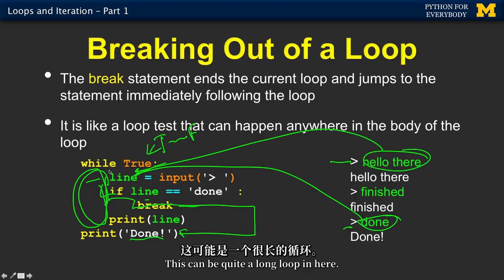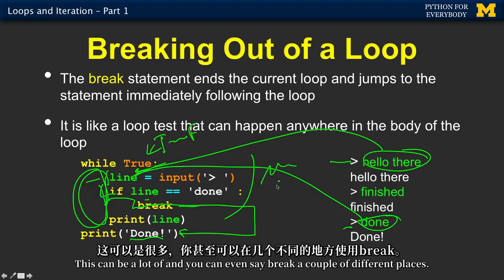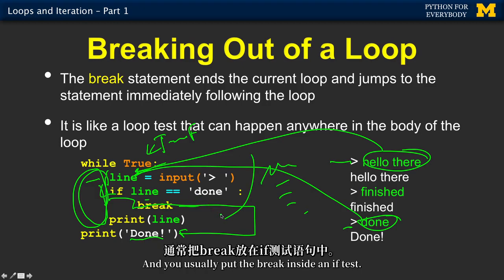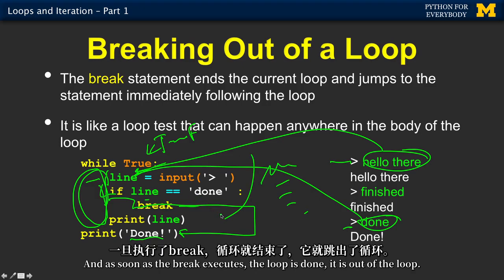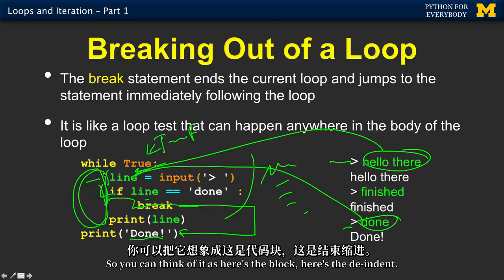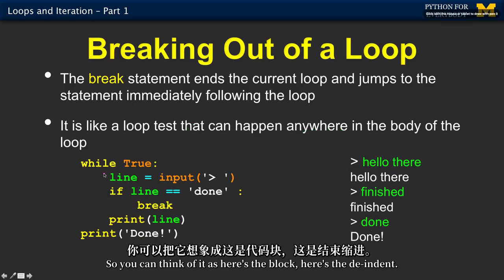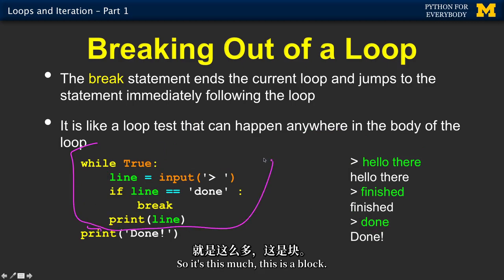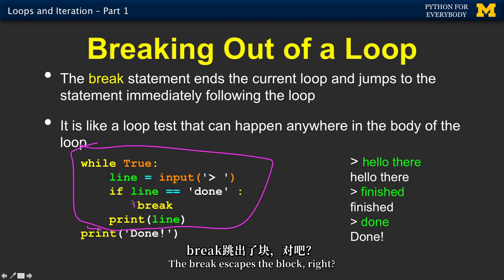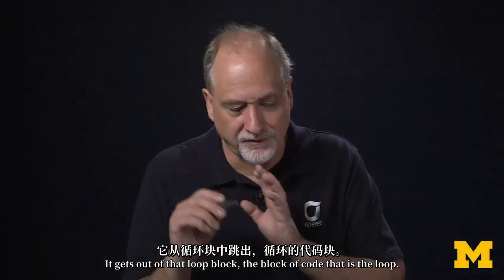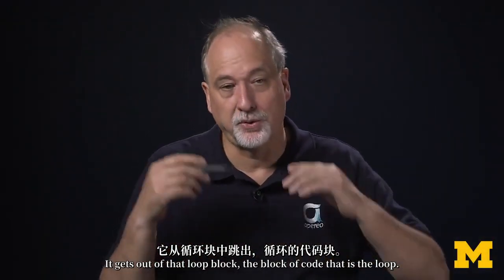And this can be quite a long loop in here. This can be a lot of code, and you could even say break in a couple of different places. And you usually put the break inside of an if test. And as soon as the break executes, the loop is done. It's out of the loop. So you could think of it as, right, here's the block, here's the de-indent. So it's this much, this is a block. The break escapes the block, right? It gets out of that loop block, the block of code that is the loop.